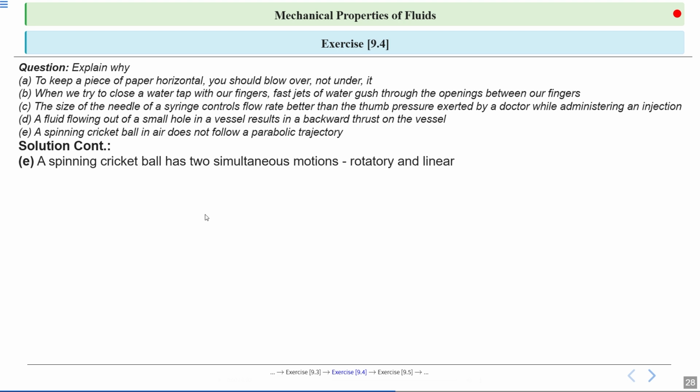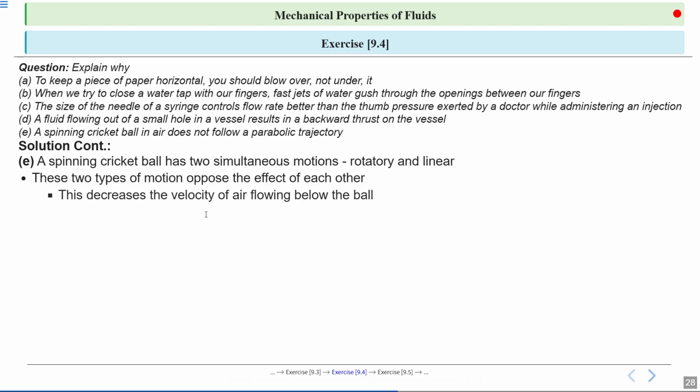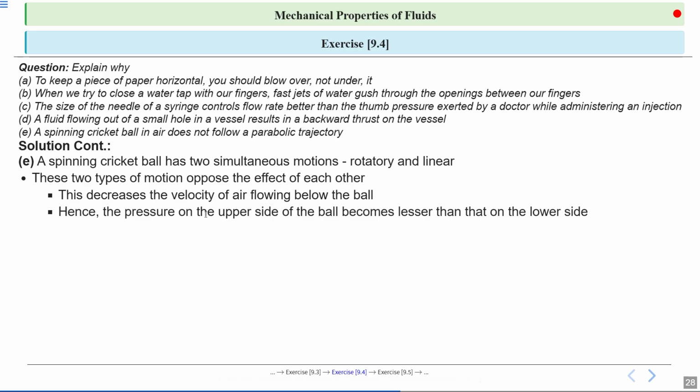A spinning cricket ball has two simultaneous motions, rotatory and linear. These two types of motion oppose the effect of each other. When the ball spins, it can actually slow down the air flowing underneath it. This happens because the rotation of the ball opposes the direction of the air flow on the bottom side. Remember, slower air means higher pressure according to Bernoulli's principle. Hence, the pressure on the upper side of the ball becomes lesser than that on the lower side. An upward force acts upon the ball.